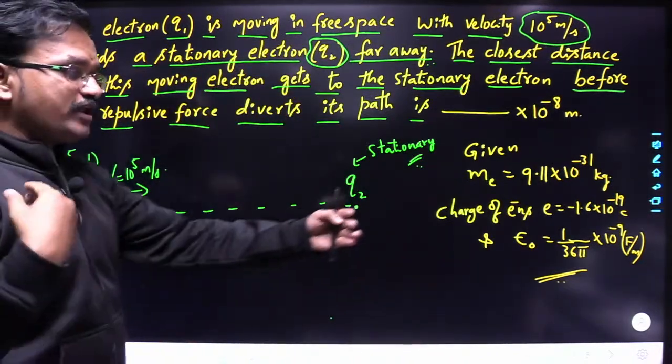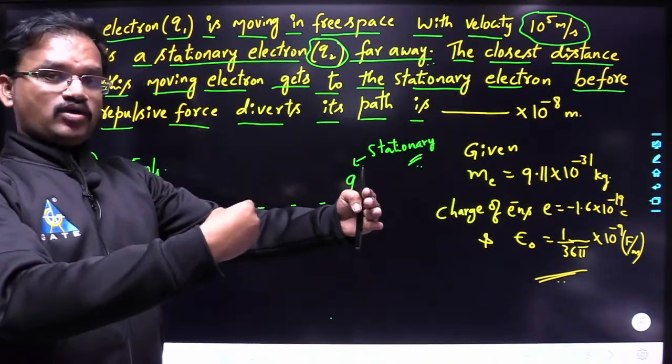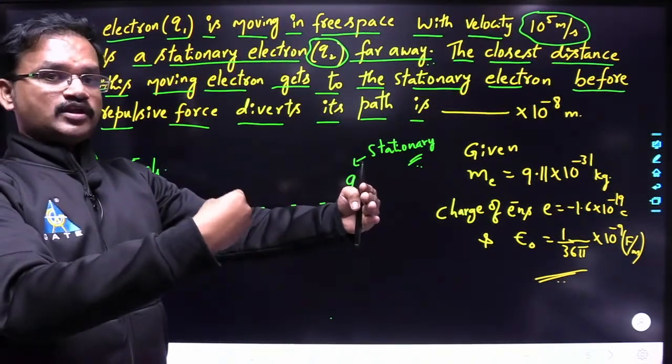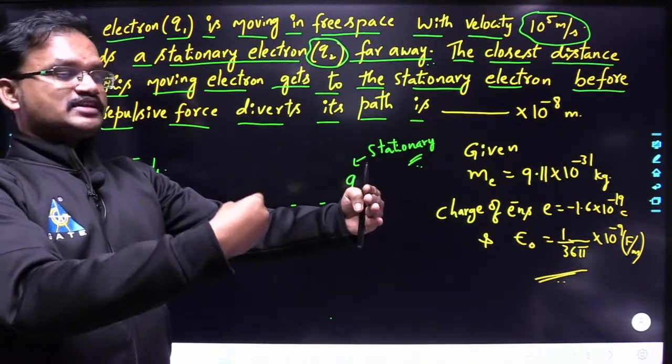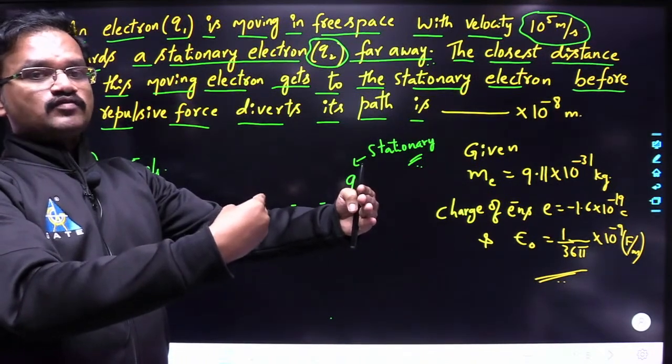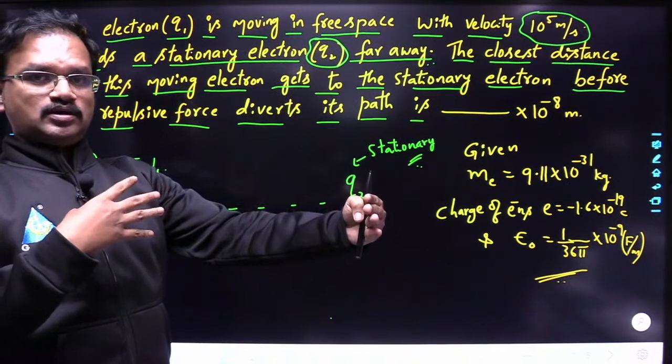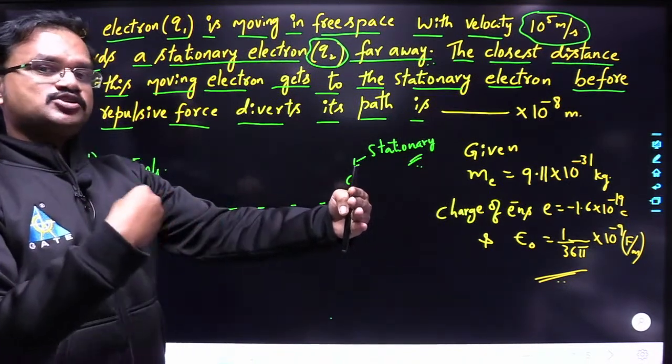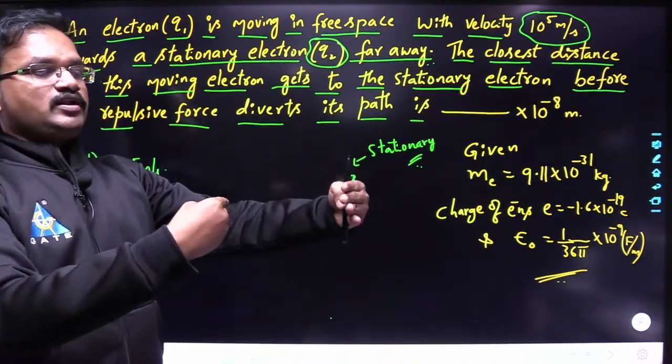That means before it diverts its path, at that location its velocity is going to become what? It is going to become equal to 0. So once it becomes equal to 0, then after that what will happen? It is going to divert its path. Understood? So before diverting its path, what is the closest distance between Q2 and Q1?